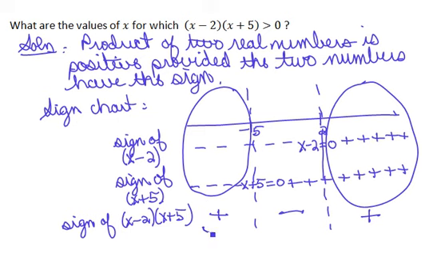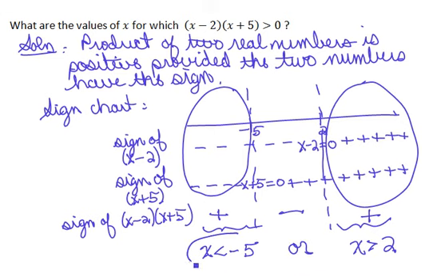So these are the two intervals, the values of x, where this inequality is satisfied, where that product is greater than 0, it's positive. So this interval we can describe as x is less than negative 5. This interval we can describe by the inequality x is greater than 2, and any value of x in either of those intervals will satisfy this inequality.